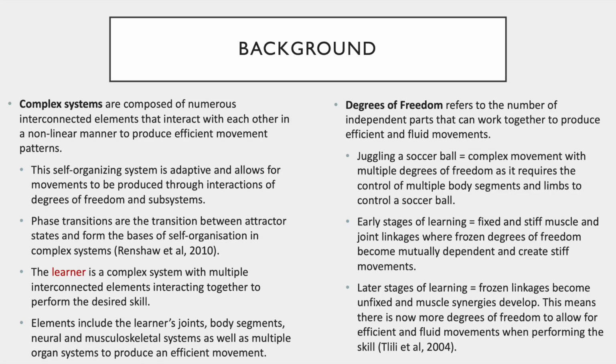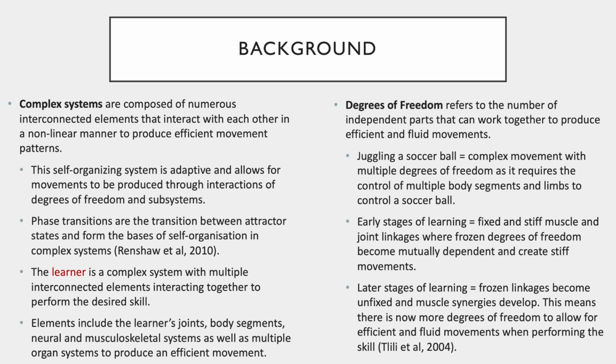Complex systems are composed of numerous elements that interact with each other in a non-linear manner to produce efficient movement patterns. This self-organizing system is adaptive and allows for movements to be produced through interactions of degrees of freedom. For this project, the learner is the complex system with multiple elements interacting together to perform the desired skill. These elements include the learner's joints, body segments, and neural and musculoskeletal systems. Degrees of freedom refers to the number of independent parts that can work together to produce fluid movements.